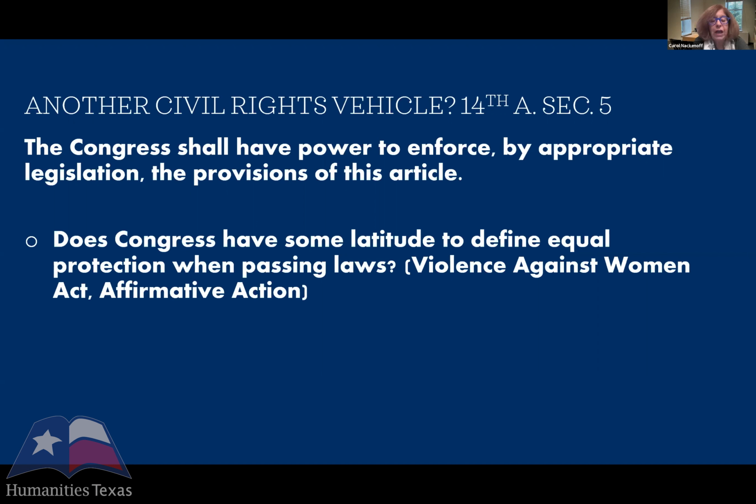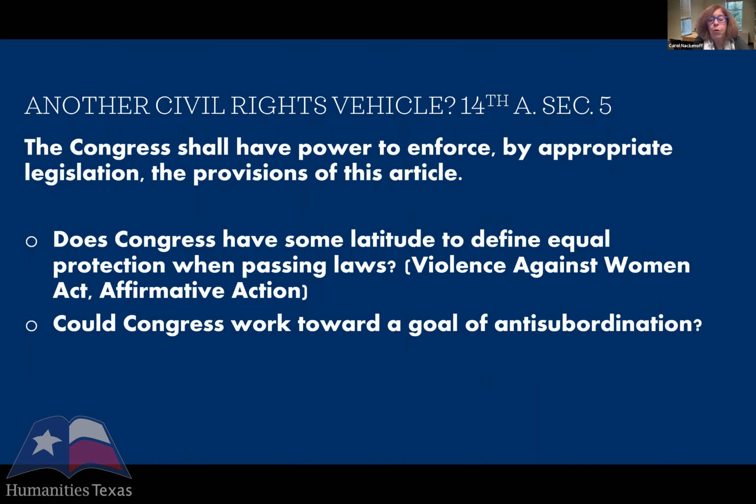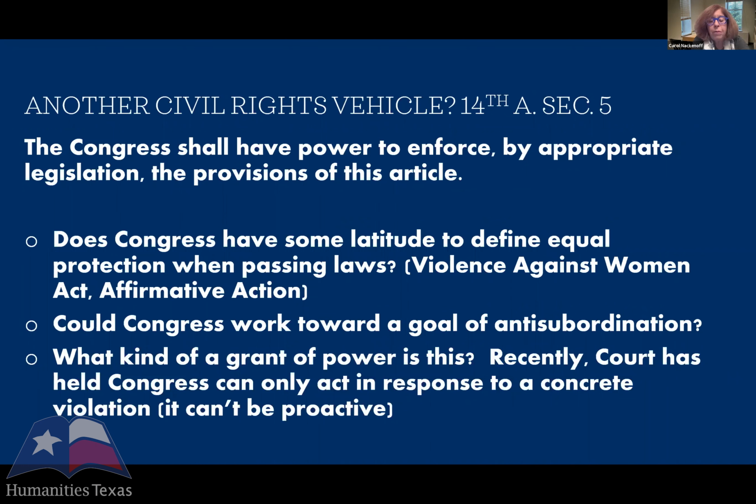Can Congress set out to make things more equal based on their sense that we are not equal yet? Could Congress, for example, work toward a goal of anti-subordination? If you remember the anti-classification versus anti-subordination readings of Plessy, could Congress say, we think equal protection requires anti-subordination and the elimination of castes? So is it a grant of power?